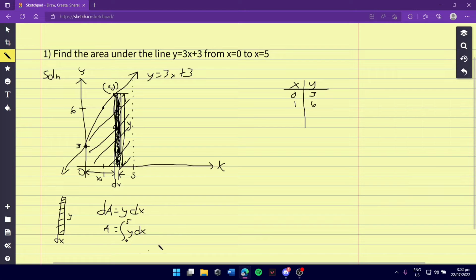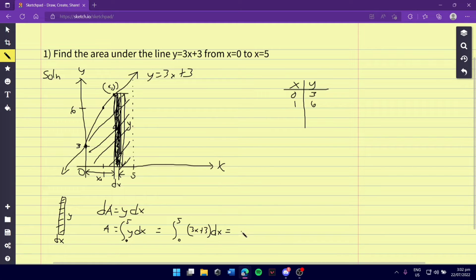So next, after this, we know your y. So your y is equal to 3x plus 3. So it will become the integral from 0 to 5 of 3x plus 3 times your dx. Next, we will integrate your y. I mean your function here.